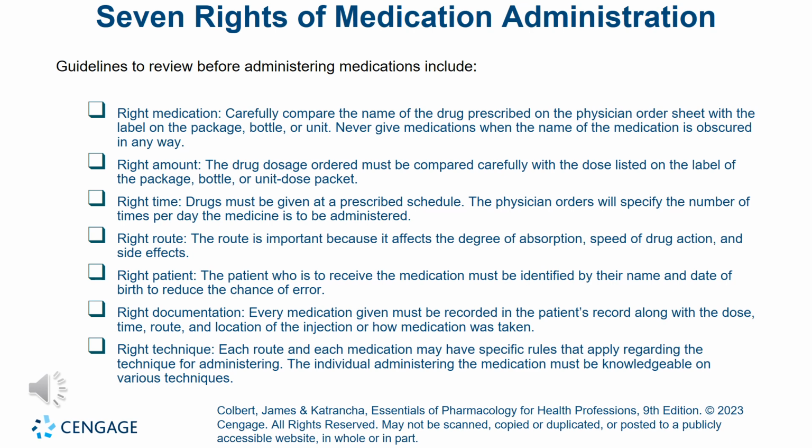The right route. Route is very important because it will affect the degree of absorption, speed of the drug action, and side effects. The right patient, of course. We need to have the right patient who is to receive the medication, and they must be identified by their name and date of birth to reduce the chance of error.